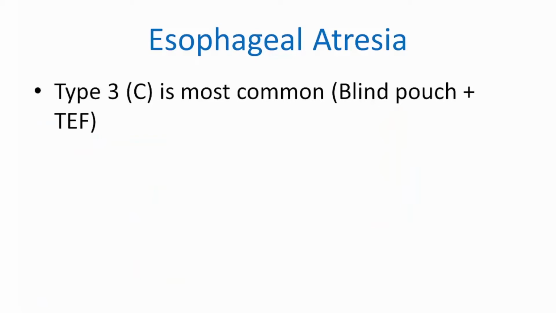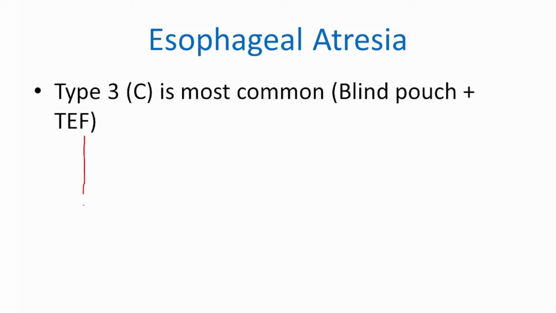There are several types of atresia. Type 3 atresia, also known as type C, is a tracheoesophageal fistula with a blind pouch. The reason I'm focusing on this is because it's clinically the most common and most likely to be tested.